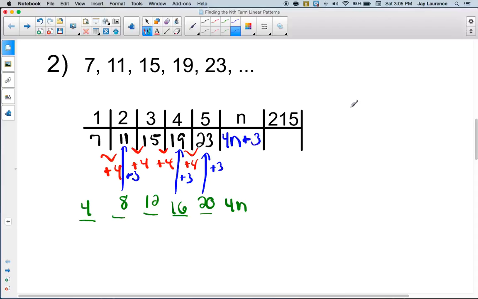To get the 215th term, I'll do 4 times 215 plus 3. I think this is going to be 860 plus 3. My 215th term will be 863. Yeah, it's pretty crazy, isn't it?